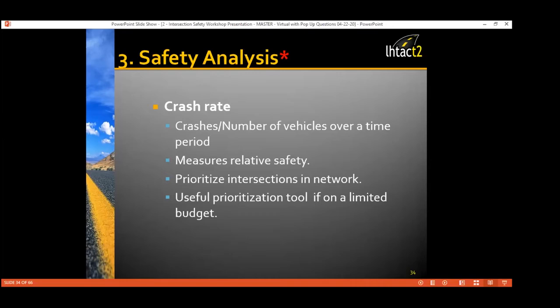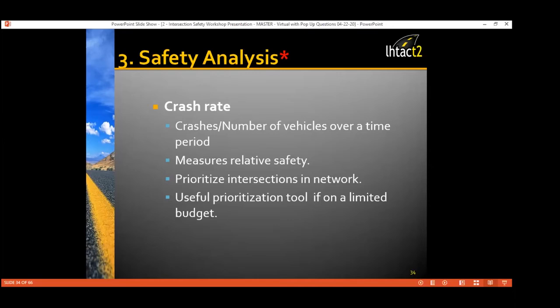We can all agree that not every intersection has the same volume of traffic passing through it on a per day basis, per year basis, or like a 5 year basis. While frequency gives us the number of crashes per period of time, crash rate now starts to introduce that volume and allows us to get to apples to apples when we start comparing intersections.